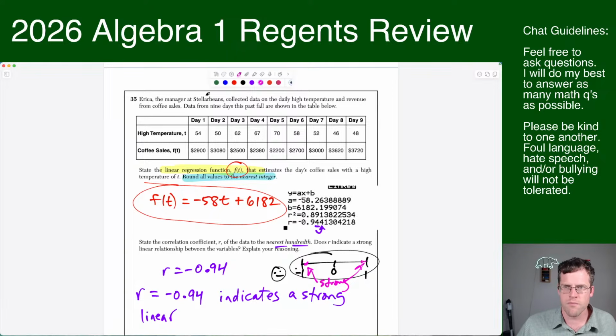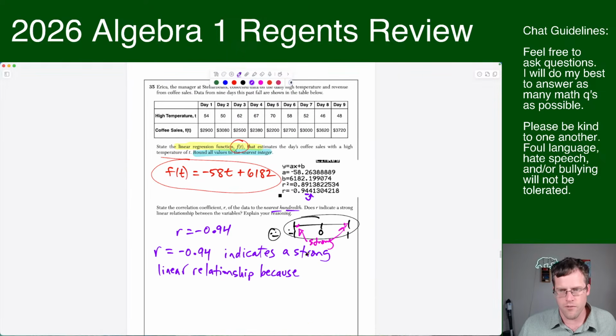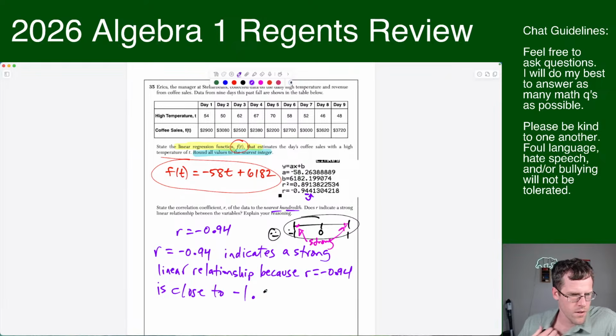0 is no correlation, but why is this strong? How do we know this indicates a strong linear relationship? The because is, let me just make sure we write relationship. And now because R is very close to negative 1, because R equals negative 0.94 is close to negative 1. Okay, that's how you know. Cool, cool.